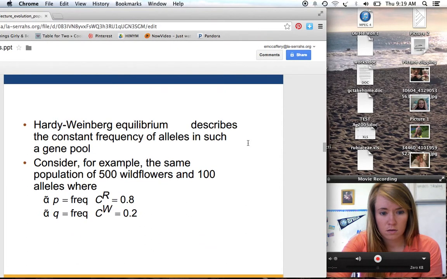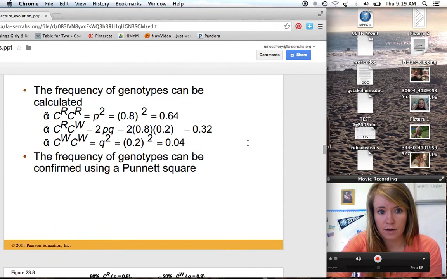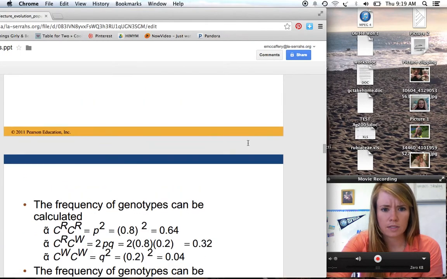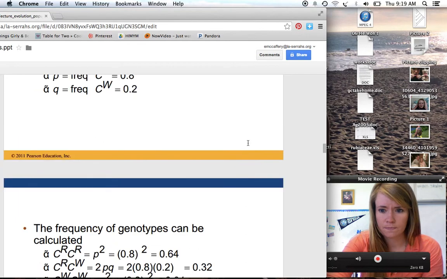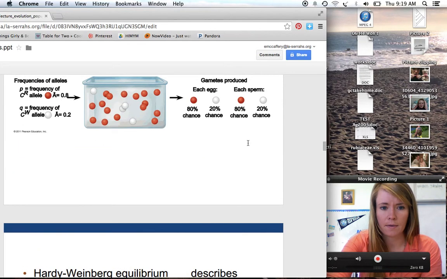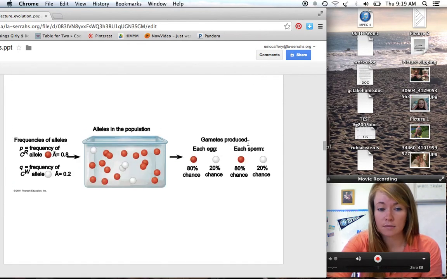Okay, looking at our population of red and white flowers again. So basically, oh, where did that one slide go? Here we are.